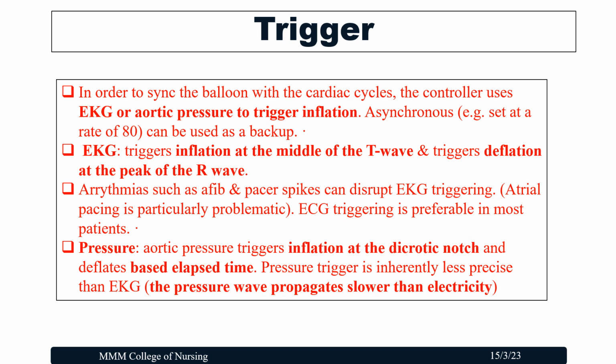Arrhythmias such as atrial fibrillation and pacer spikes can disrupt ECG triggering. Atrial pacing is particularly problematic in such patients. ECG triggering is preferable in most patients. Pressure: aortic pressure triggers inflation at the dicrotic notch and deflates based on elapsed time. Pressure triggering is inherently less precise than ECG, because pressure waves propagate slower than electricity.